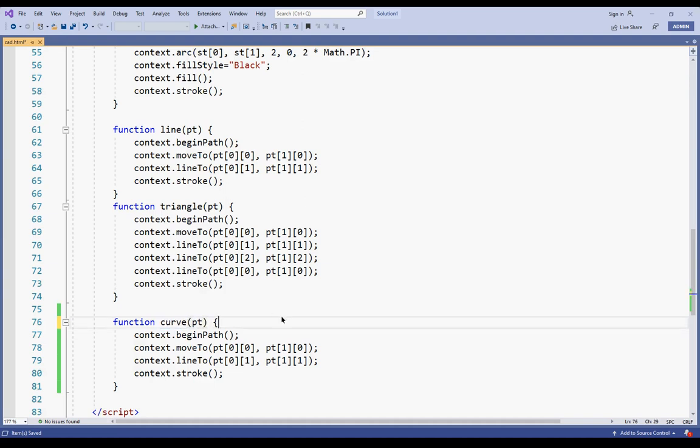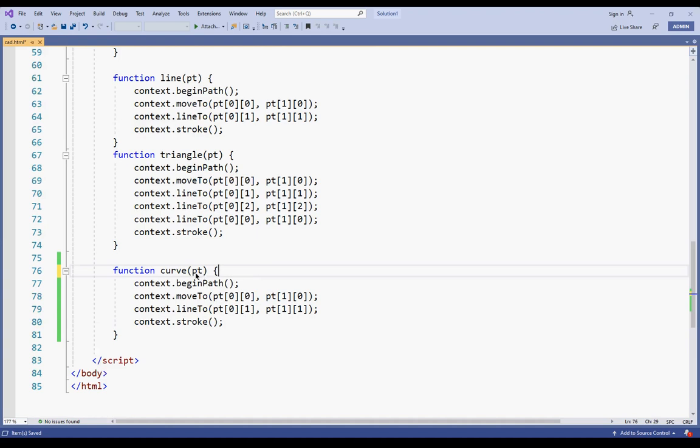It is helpful to draw the cur. Now what I will be having is a start point, comma, end point. So I'll do it in this way.